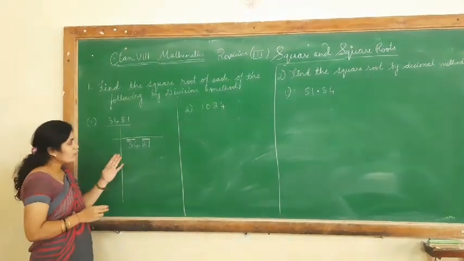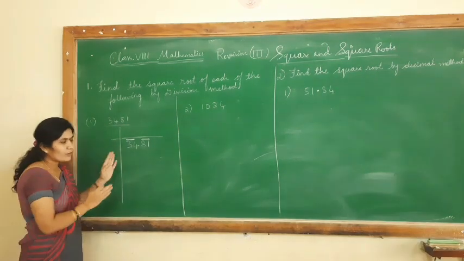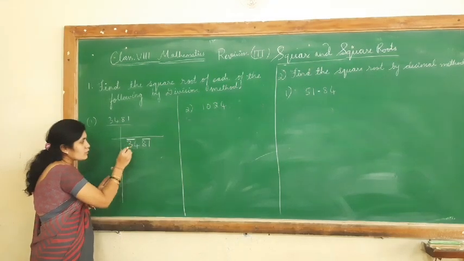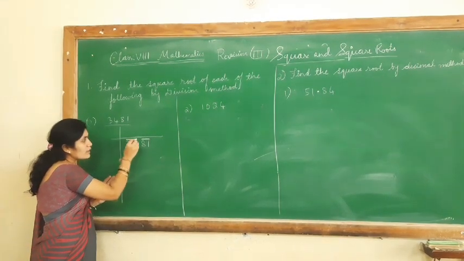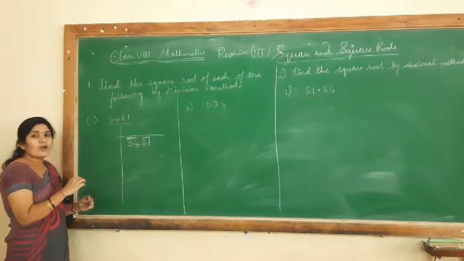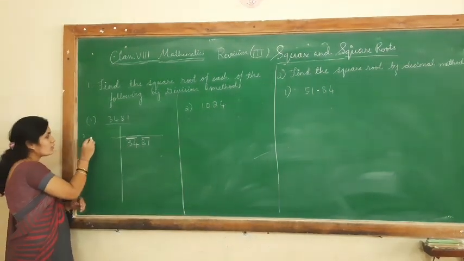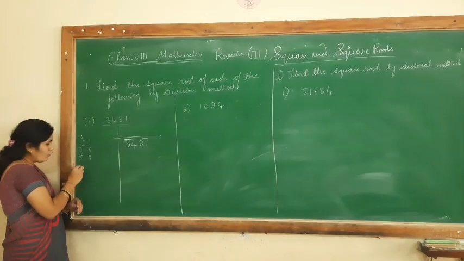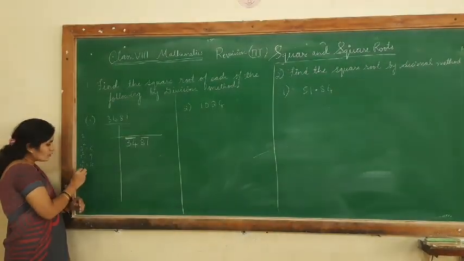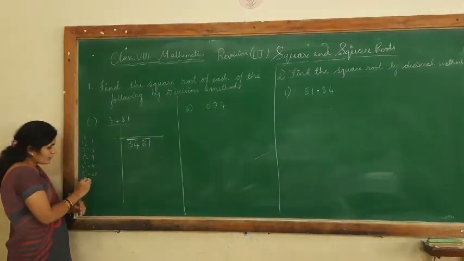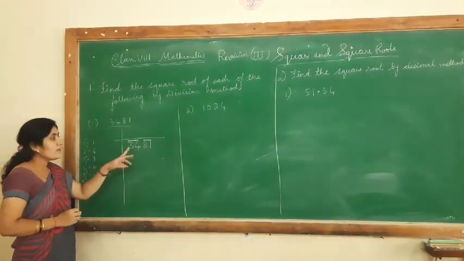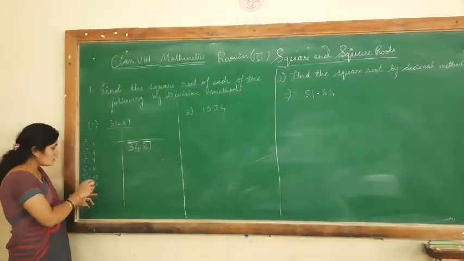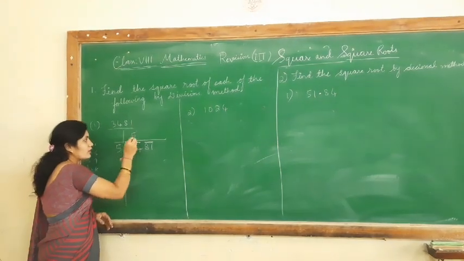So here 34, but when you are going to divide you should start from the highest place value, that is thousands. So here we have 3400, but I am considering only 34. Now already we have learned the squares. 1 square is 1, 2 square is 4, 3 square is 9, 4 square is 16, 5 square is 25, 6 square is 36. But here the number which I have is 34. I cannot take 36. So I should take 5, 5 fives are 25.